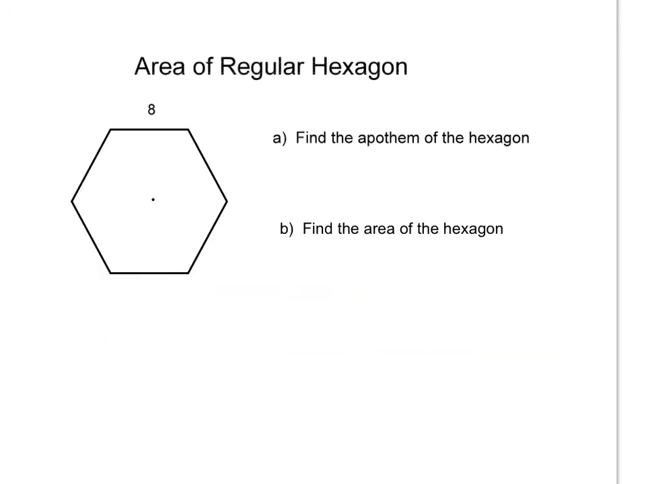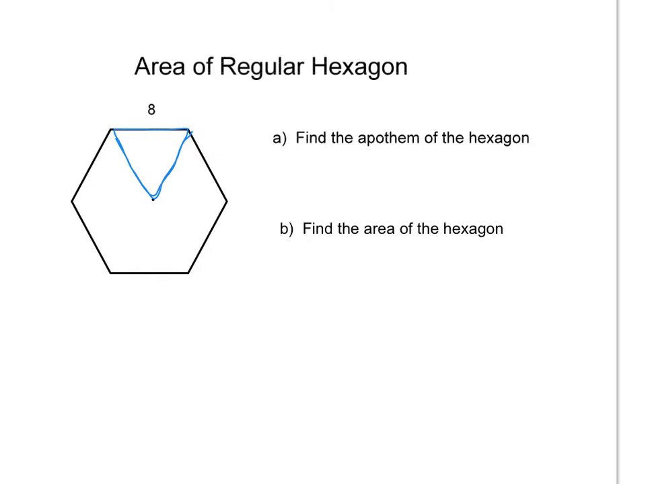Find the area of a regular hexagon. Well, there's two steps here. If I know my side is 8, first thing we have to do is find the apothem. So I now know, I'm going to draw this in blue, I have an equilateral triangle right here in blue. Each side with a side of 8.